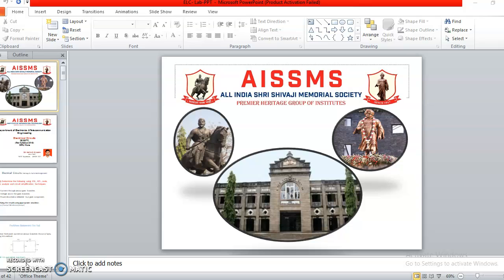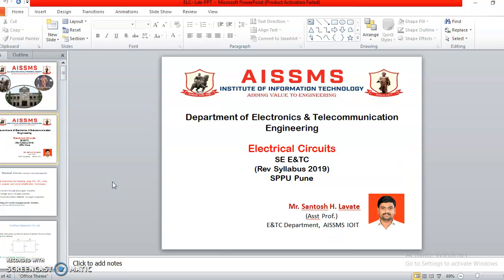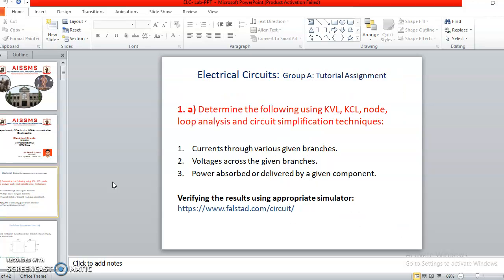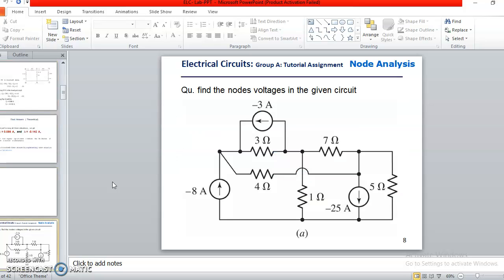On behalf of the ASSMS IOIT ANTC department, I welcome you all again to today's session, where we will see lab tutorial assignment number 2. In the last session, we discussed a tutorial assignment based on KVL, and in today's session, we will do a tutorial assignment based on node analysis.